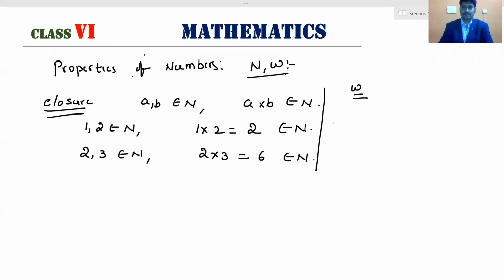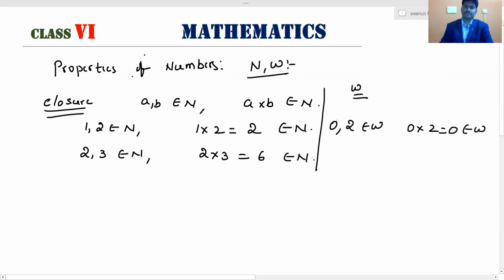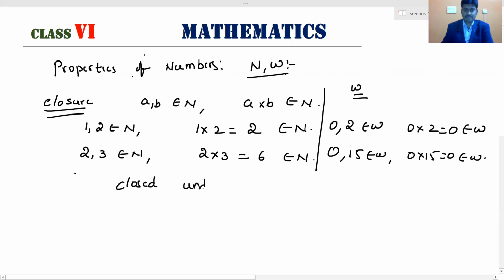Zero comma 2 are two whole numbers. 0 into 2 is equal to 0, which is also a whole number. 0 and 15. 0 into 15 is equal to 0, which is a whole number. So natural numbers and whole numbers are closed under multiplication.